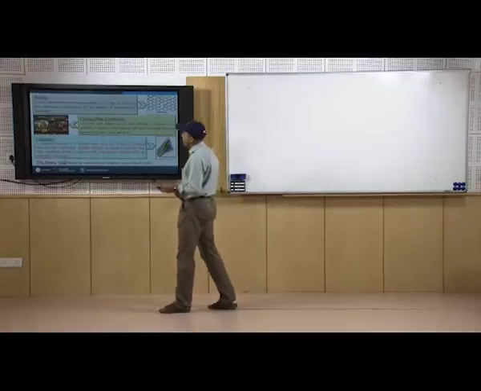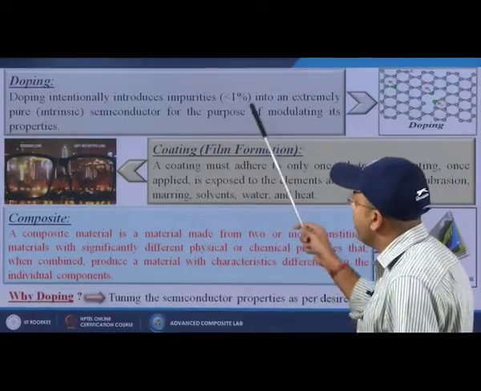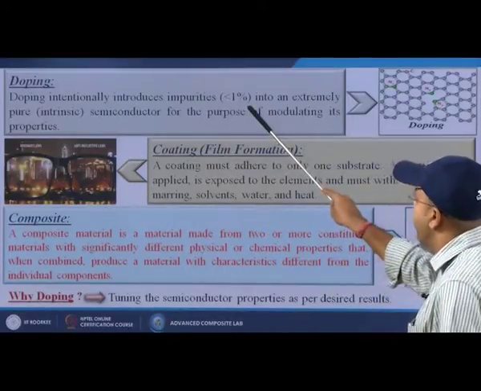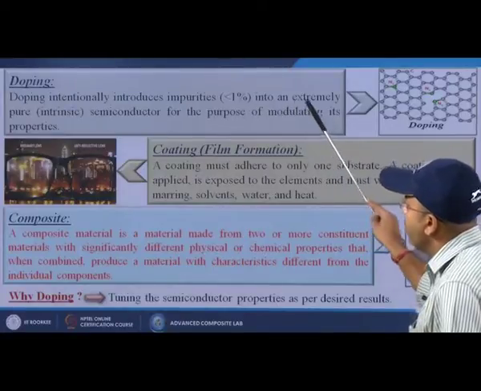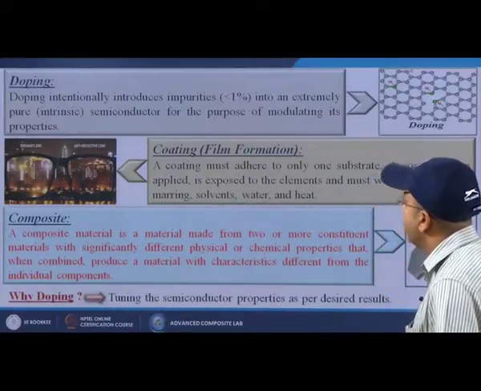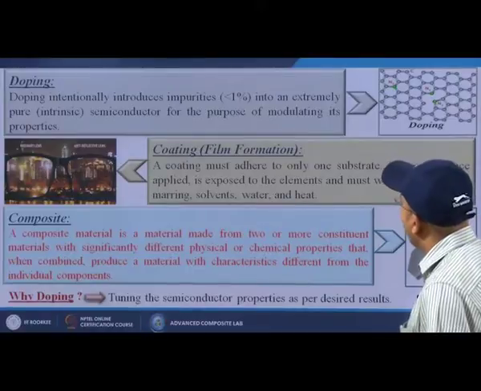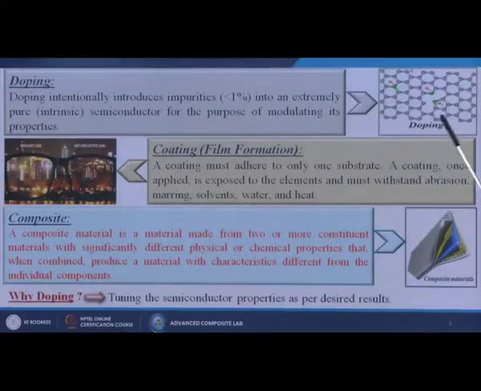So doping intentionally introduces impurities, less than 1%, as I have already said, into an extremely pure intrinsic semiconductor for the purpose of modulating its properties. Here this is the carbon structure in which we are introducing nitrogen atoms, and this atom percentage is less than 1 of the whole carbon percentage. That is why it is known as doping.